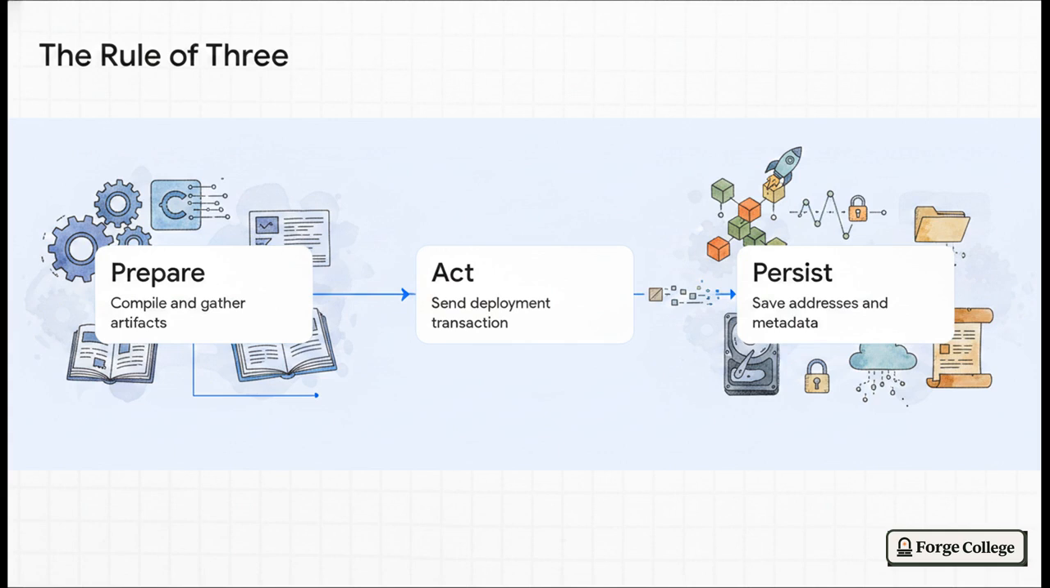Let's look at what I call the rule of three. Any robust deployment script follows this exact sequence: prepare, act, persist. First up, we prepare. This basically means forcing a compilation to ensure our bytecode and application binary interfaces, our ABIs, are perfectly up to date. Next, we act. We actually create the contract instance and broadcast the deployment transaction out to the network. And finally, we persist. We save the resulting deployed addresses and metadata to our local disk. If you remember prepare, act, persist, honestly, you can master any deployment script.